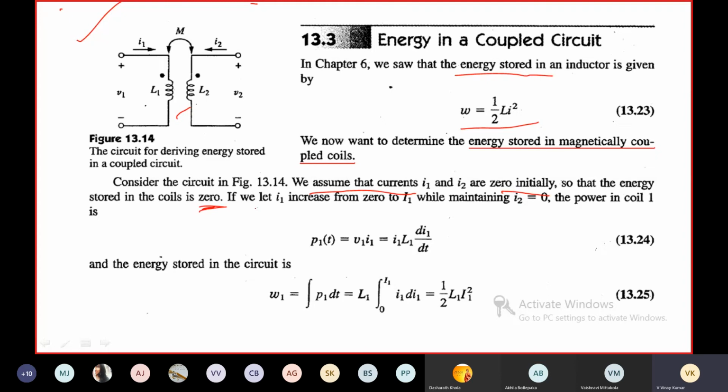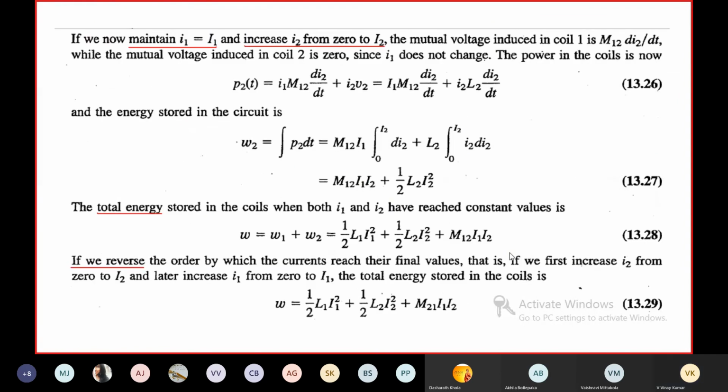Now if we let I1 increase from 0 to I1, what will be the power in coil 1? Power in coil 1 will be P1 of t is equal to V1 I1 is equal to I1 L1 dI1 by dt. What is the energy stored in the circuit? W1 is the integration of P1 dt is equal to L1 integration from 0 to I1 of i1 di1, which is equal to half L1 I1 square.